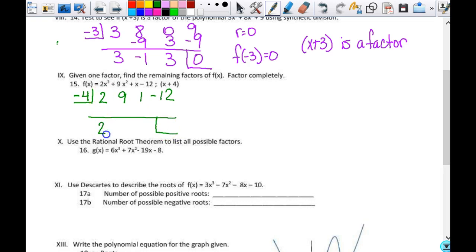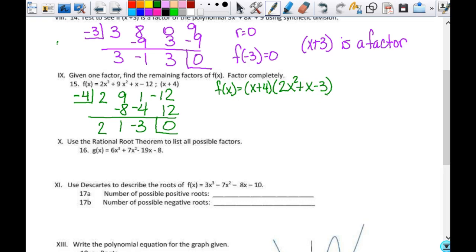So I bring my 2 down. Negative 4 times 2 is a negative 8. 1, negative 4 times 1 is a negative 4. Negative 3. Negative 4 times a negative 3 is 12, so we get 0, which shouldn't be a surprise. That's a good thing, but it's not like we could have just skipped it since we know it's 0, because this is what we're trying to get out of it. Since this was cubed, this gives me my x squared term. So now what I have is f of x equals x plus 4 times 2x squared plus x minus 3.